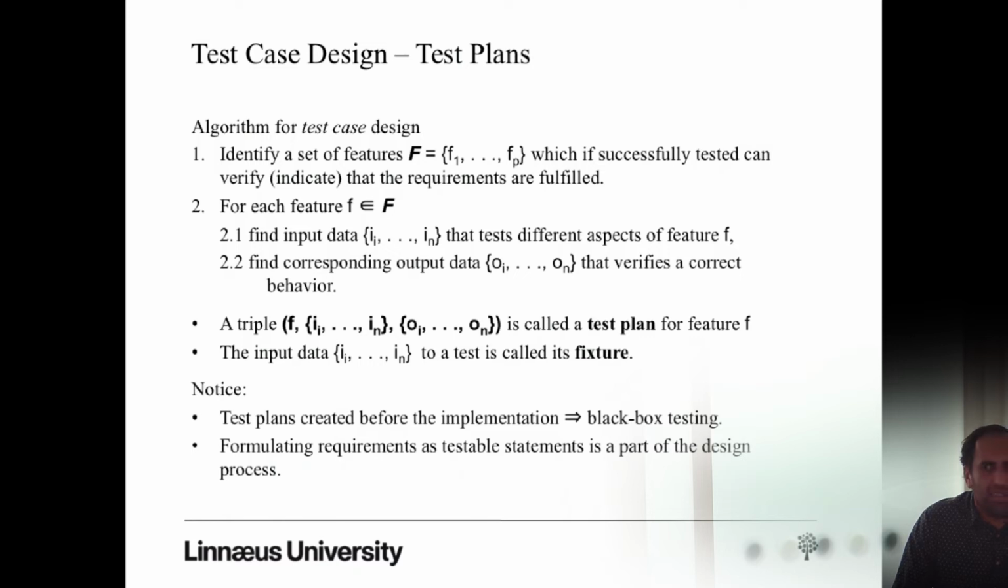For example, if it's a simple sum method, you know that it takes 2, and 2 plus 2 should be 4. So 4 should be the output, and then you use this input and output to test the code. If your method returns the 4, it's fine. If it doesn't return the 4, then it means that there is something wrong.